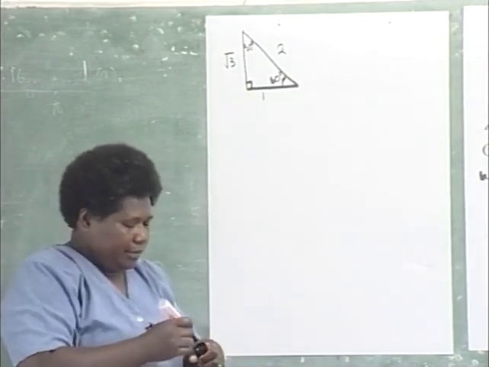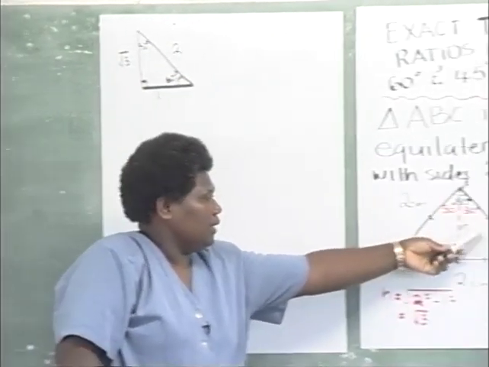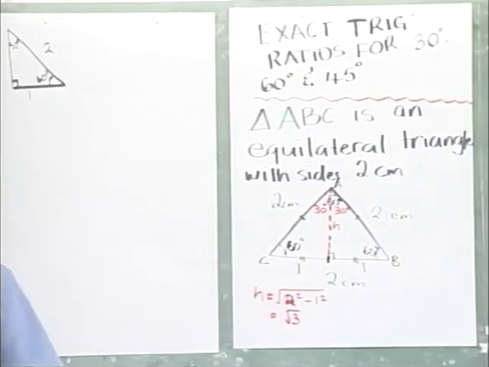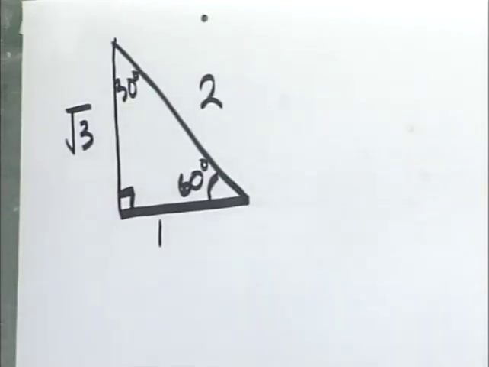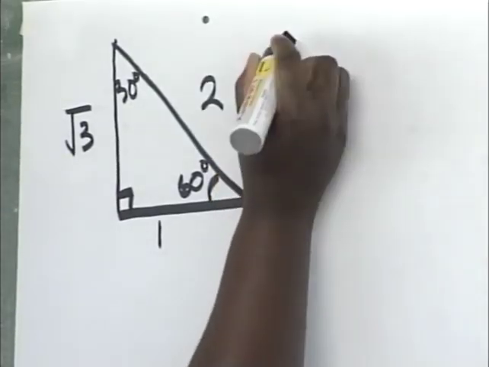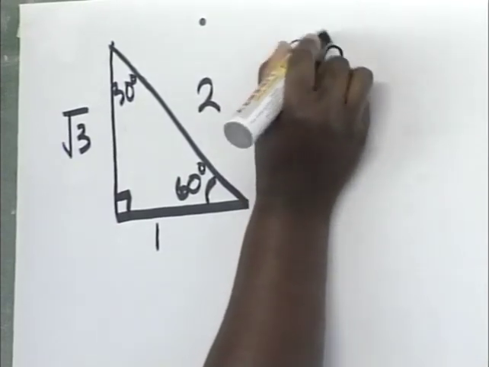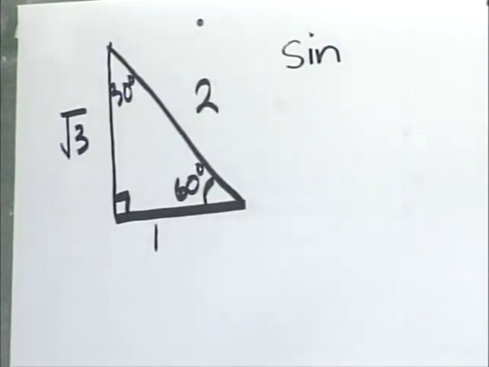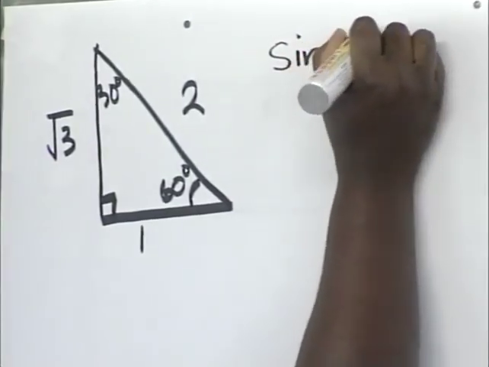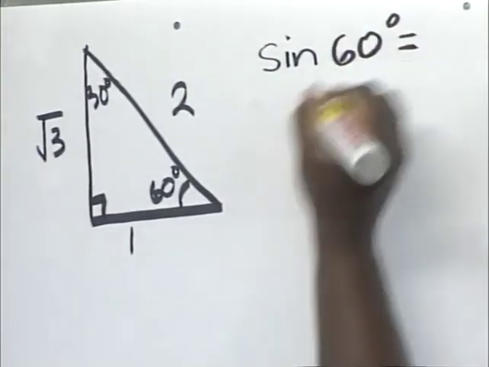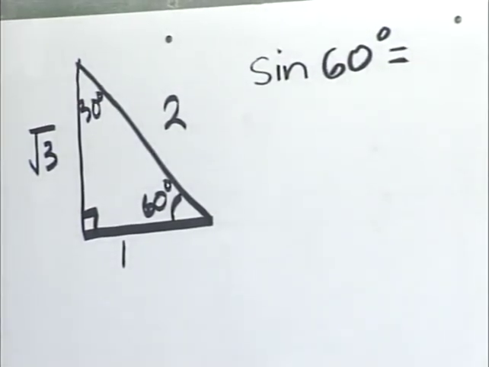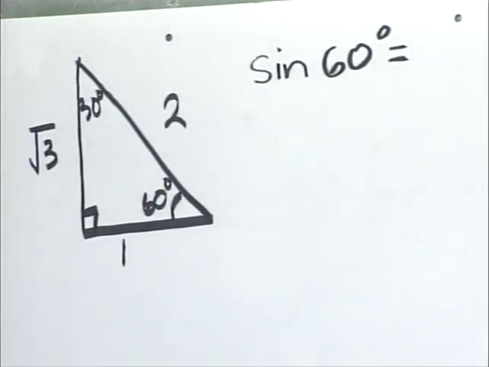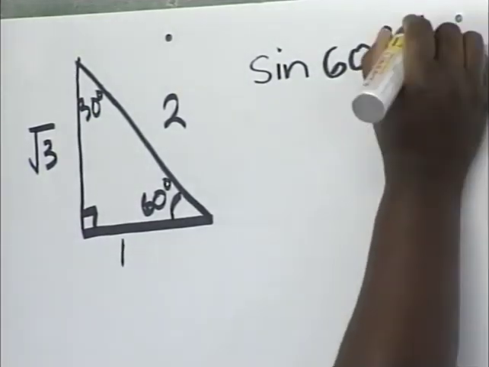Okay, I'm now redrawing one of the triangles in here. Okay, according to this diagram, looking at 60 degrees first, sine of 60 degrees, Garonamo, is equal to what according to this diagram? Root 3 over 2.